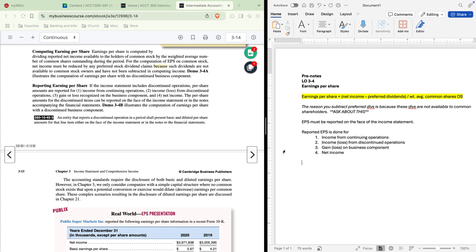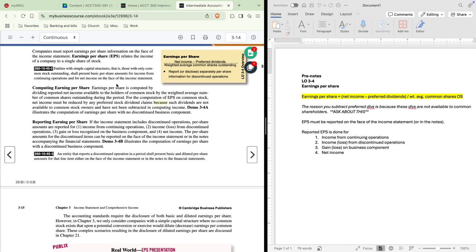Okay. The per share amounts for discontinued items can be reported on the face of the income statement or in the notes. So I'm going to come up here and say EPS must be reported on the face of the income statement or in the notes. Okay. So this is kind of confusing to me. And here's why this is confusing to me. Because this right here says the per share amounts for discontinued items can be reported on the face of the income statement or in the notes accompanying the financial statements.